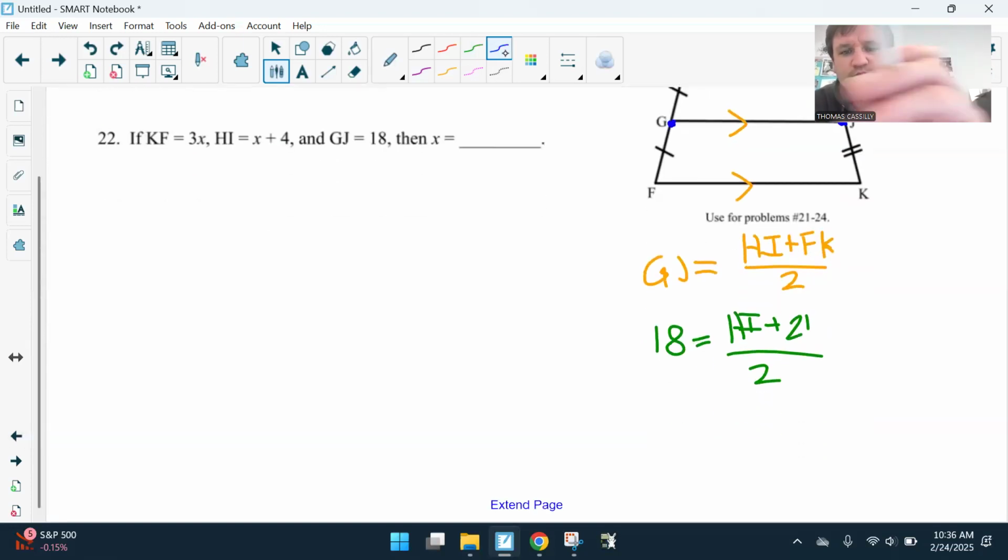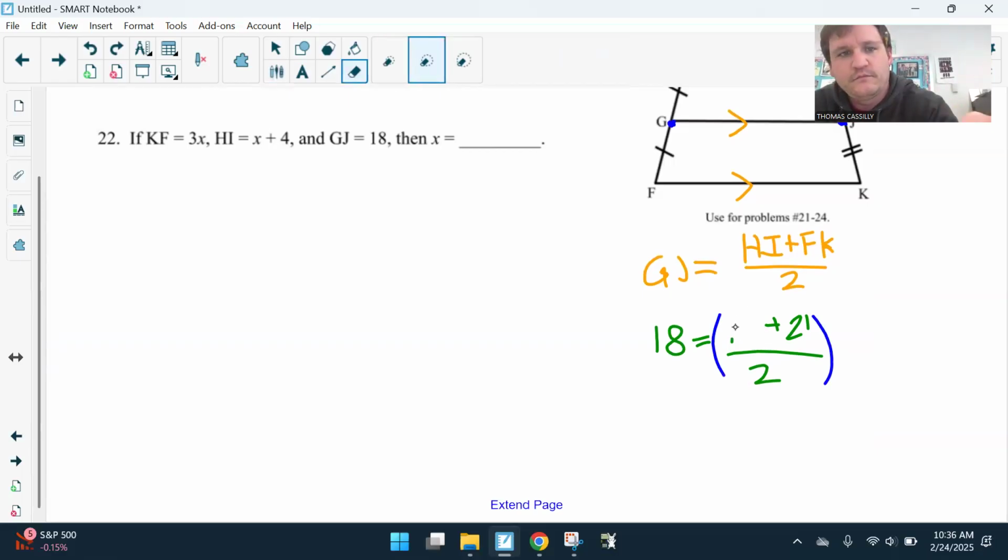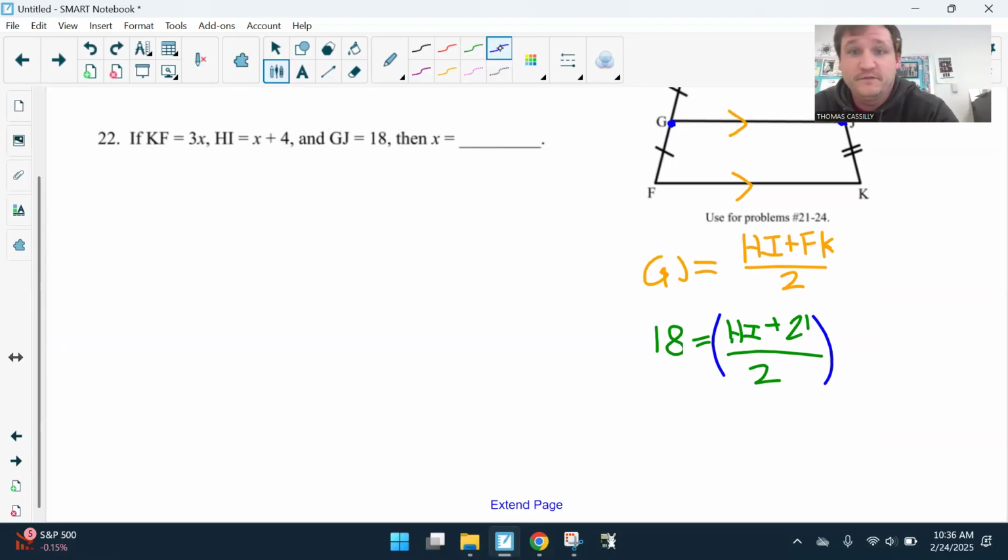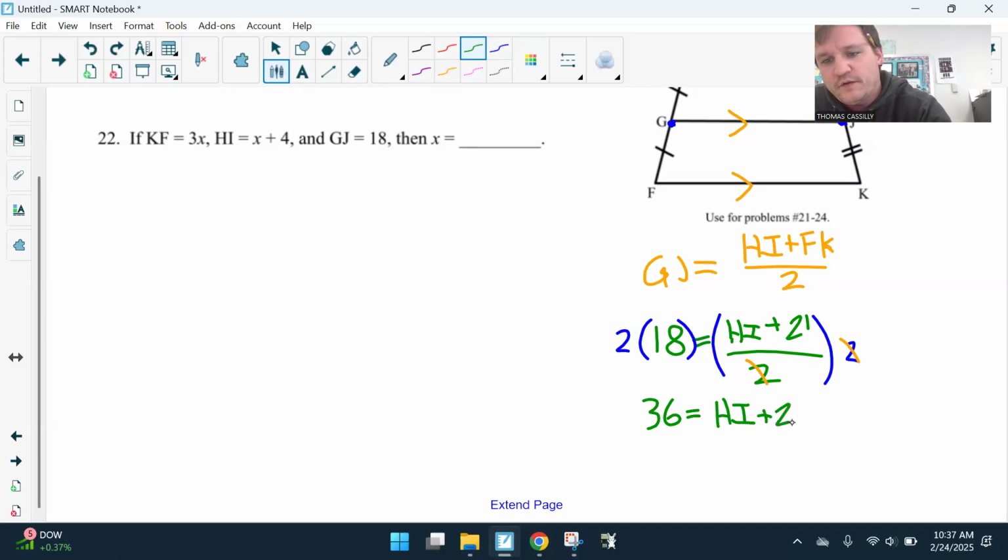Now, anytime you divide, I need to fix that. I'm sorry. That's a little bit better. The whole right side is being divided by 2, so I'm going to multiply the right side by 2. The whole point of doing that is to cancel out those 2's. Do not distribute that 2 on the top there. So we have 36 equals HI plus 21. Don't you dare call that a 42.